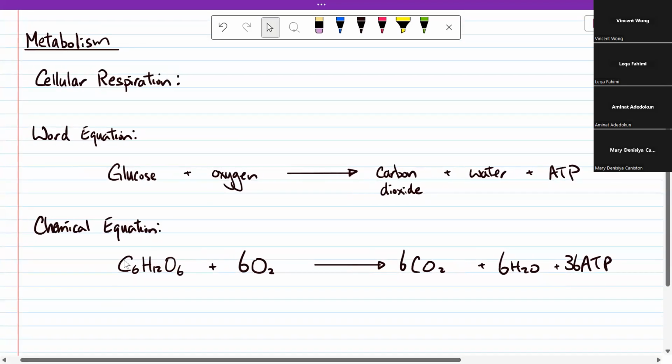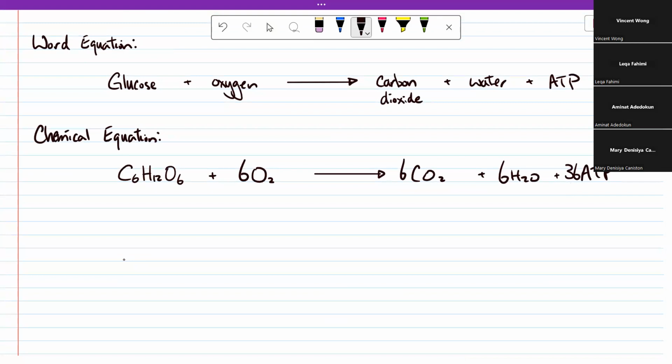All right. Now I want you to leave some space here. Leave like 3 or 4 rows. We're gonna add more things to it. But I want you to know cellular respiration is a redox reaction. It's a redox reaction. I'll explain what it means.